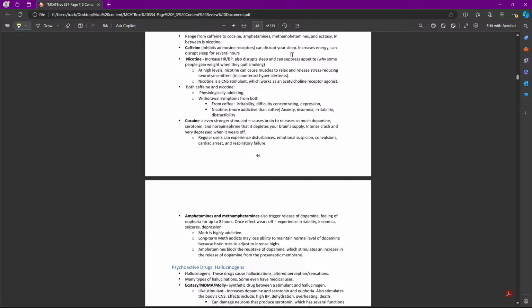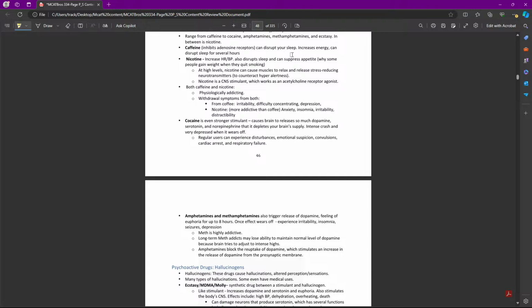At high levels, nicotine can cause muscles to relax and release stress-reducing neurotransmitters. Nicotine is a central nervous system stimulant which works as an acetylcholine receptor agonist. Both caffeine and nicotine are physiologically addicting. Withdrawal symptoms for coffee are irritability, difficulty concentrating, and depression. For nicotine: anxiety, insomnia, irritability, and distractibility.